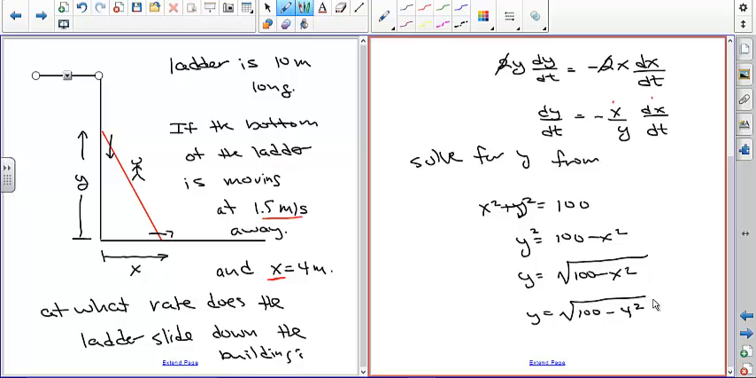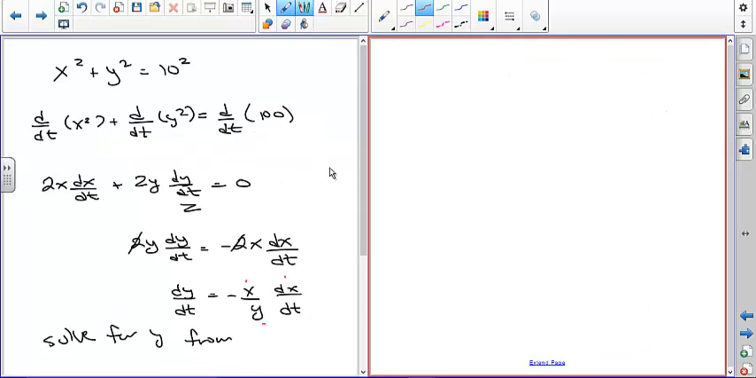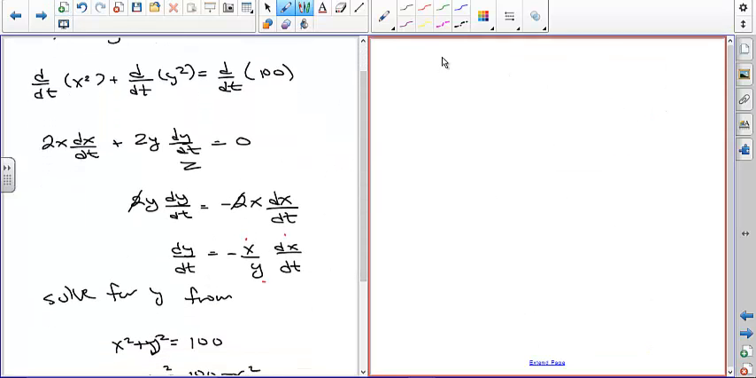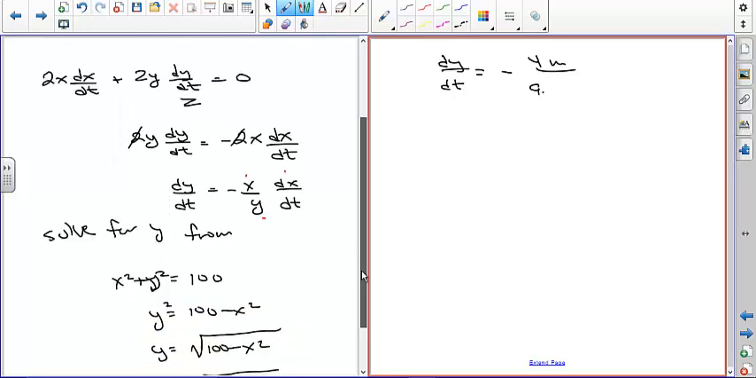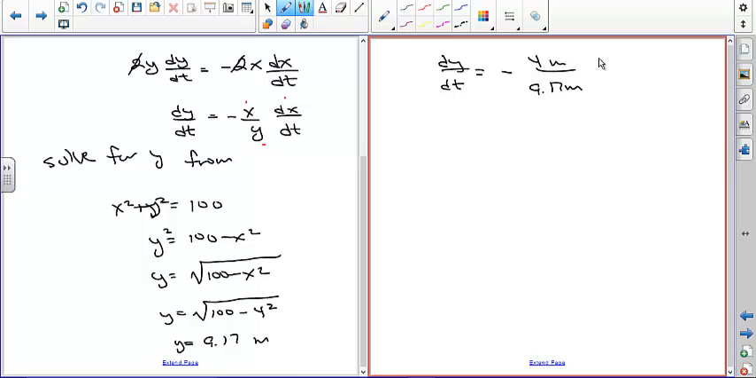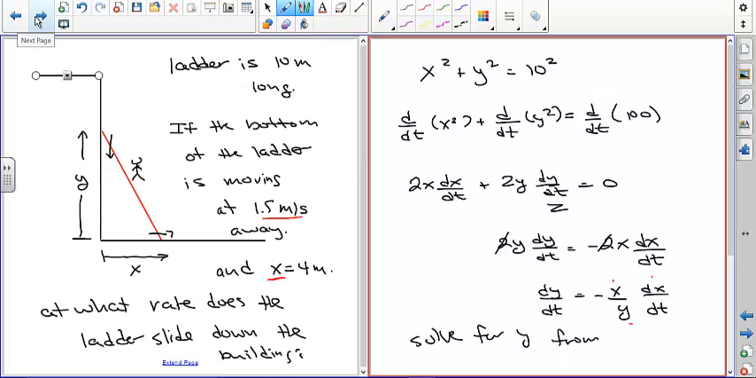So 100 minus 16, take the square root, and you'll end up with y equals 9.17 meters. So now we know everything. Now we know y. So we can go back and plug into the expression to solve for dy dt. So we get that dy dt is negative x, which is 4 meters, divided by y, which is 9.17 meters, times dx dt, which is plus 1.5 meters per second.